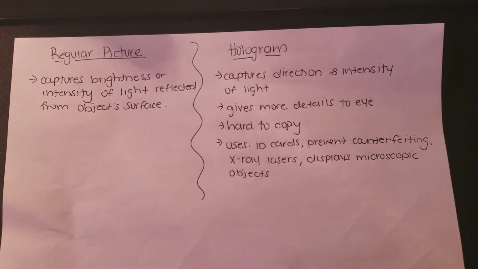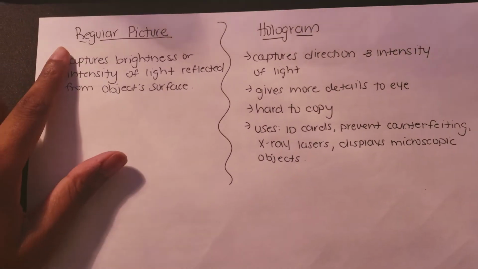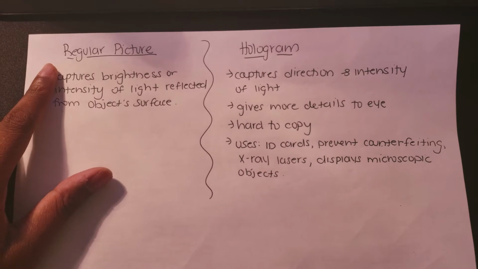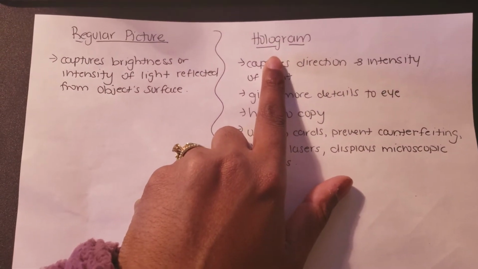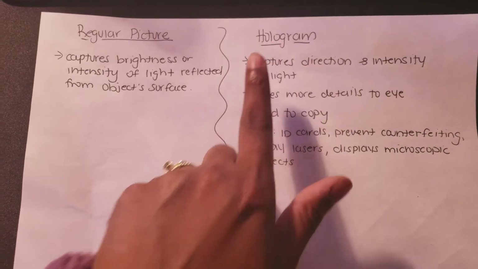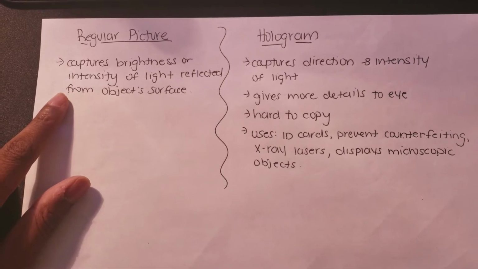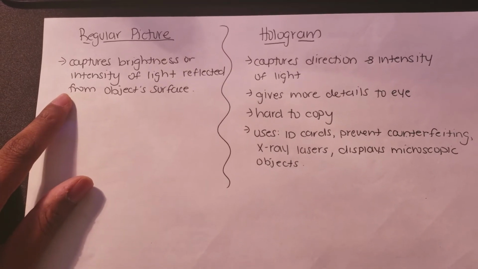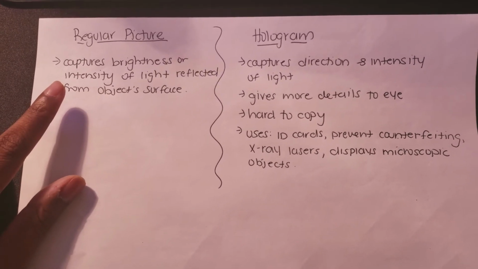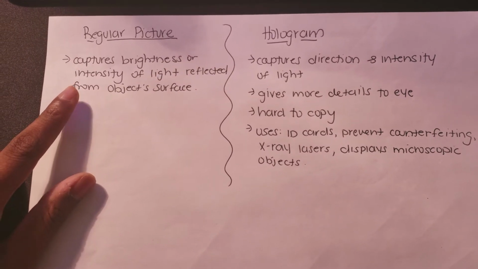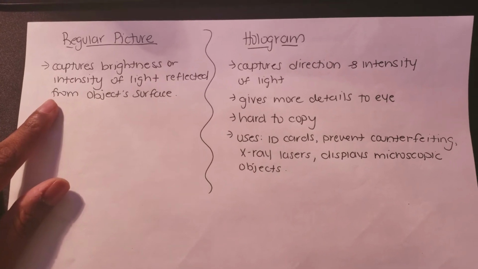Alright, so let's compare the difference between a regular picture and a hologram. A regular picture is a 2D picture that you can take on your phone, print out, and hang on your walls, and a hologram is that 3D image that we talked about with the lasers. A regular picture can capture brightness or the intensity of light that's being reflected by an object's surface, but that's about it. It's easy to copy. It's going to give you details, but not as much as a hologram because it's only two-dimensional, so you can only see so much.